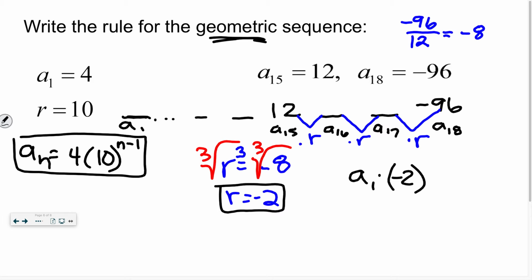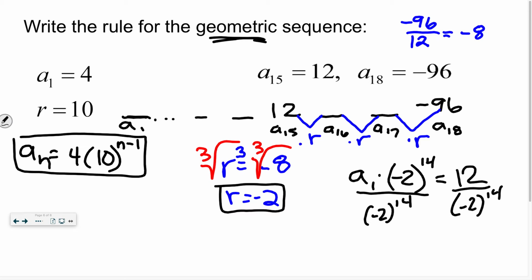How many times to get to the 15th term? 14, right? Because you always raise it to 1 less than the term that you are finding. So 15 minus 1 will be 14. And when you take a sub 1 times negative 2 to the 14th, you should get that term, which is 12. So algebraically, I would divide by negative 2 to the 14th.